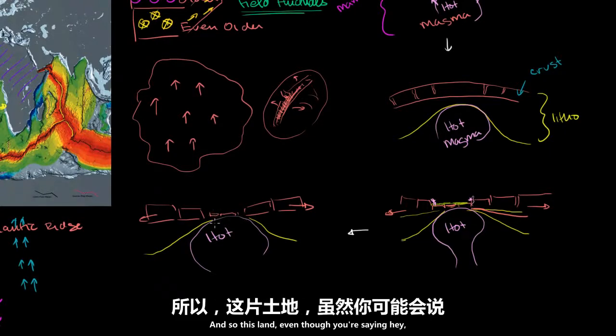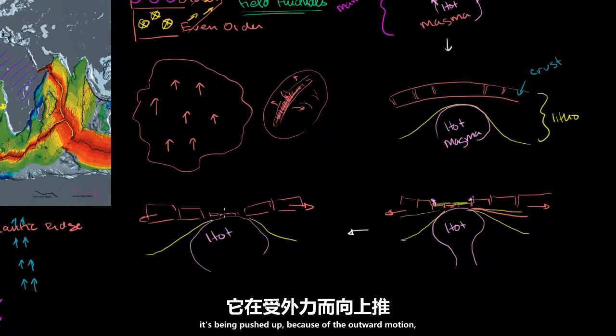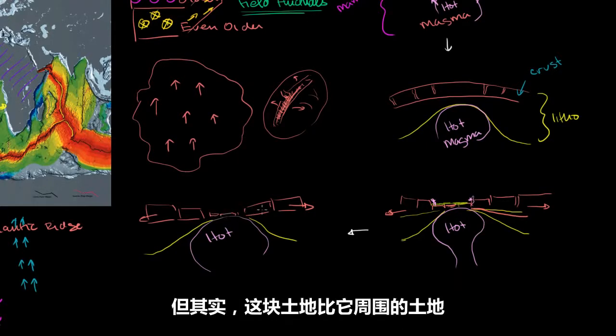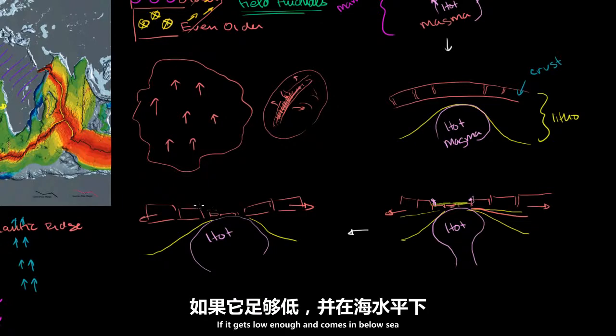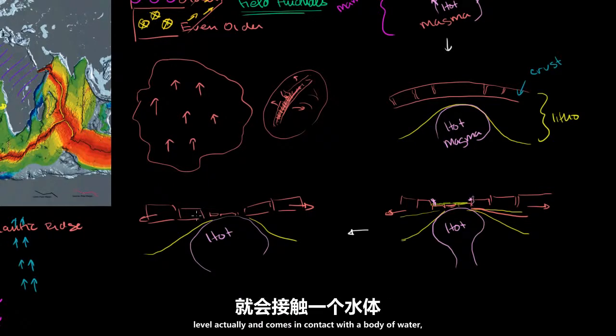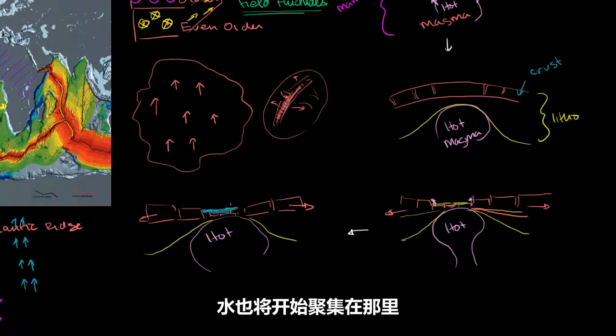And so this land, even though you're saying it's being pushed up, because of the outward motion, this land over here is going to be lower than the land around it, like the loaf of bread. If it gets low enough and comes in below sea level, and it comes in contact with a body of water, or even if it doesn't, water will start to gather over there.